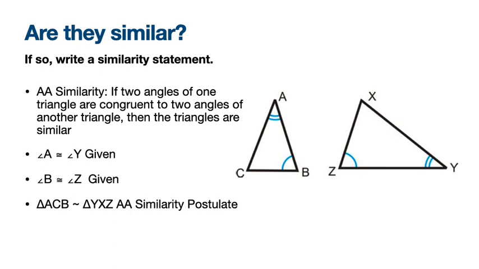Angle A and angle Y occupied the same position in the similarity statement. Angle C and angle X, the unmarked angles, occupy the middle position, and angle B and Z, which are congruent in the diagram, occupy the last position in the similarity statement. Let's look at another example.